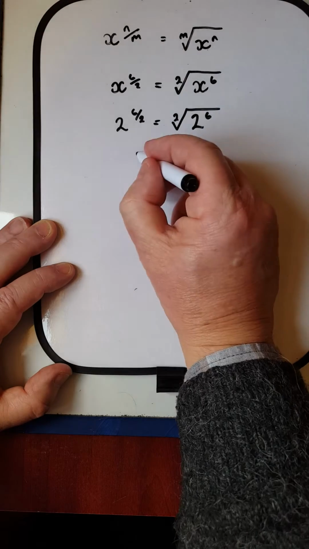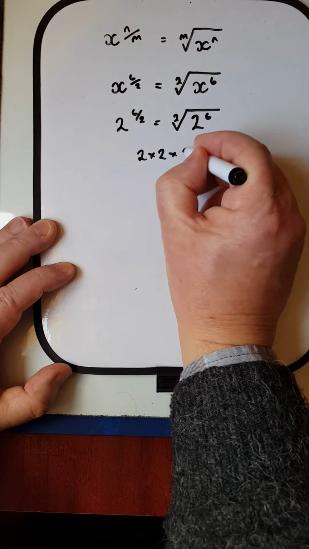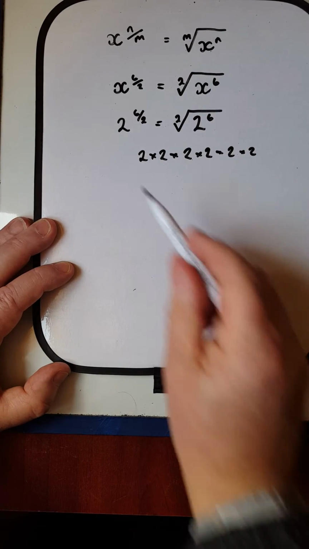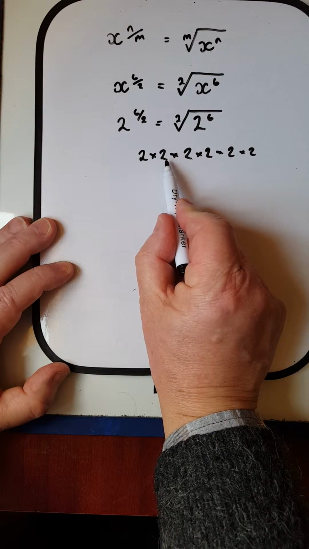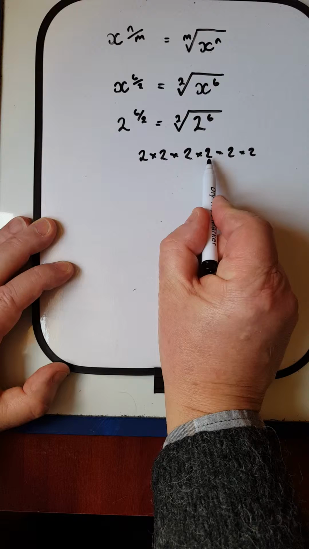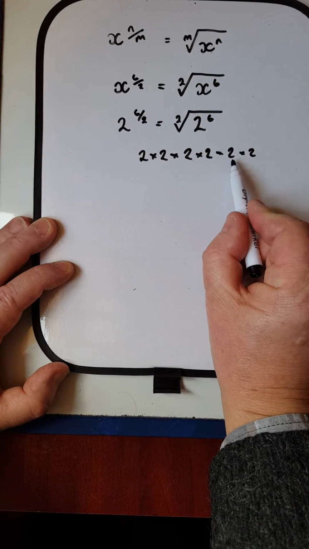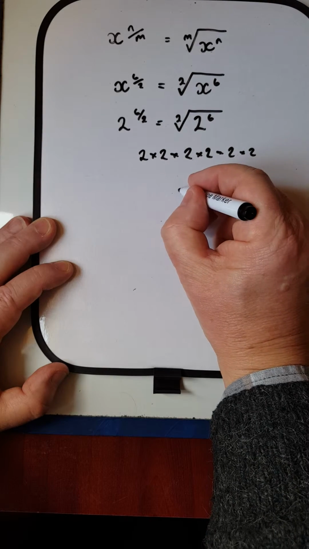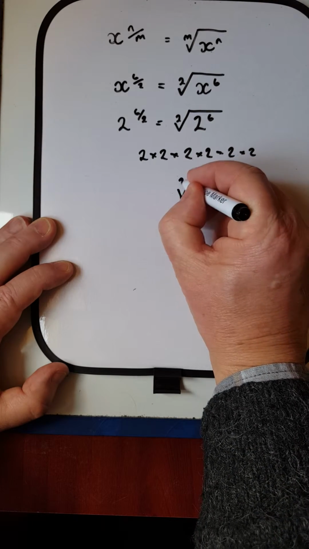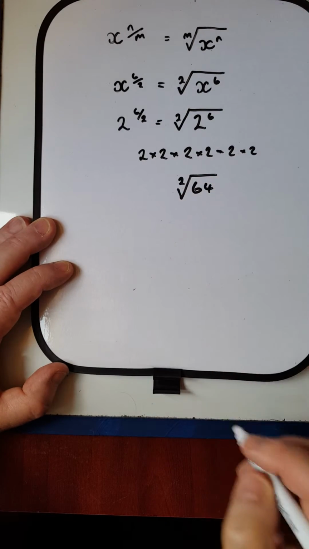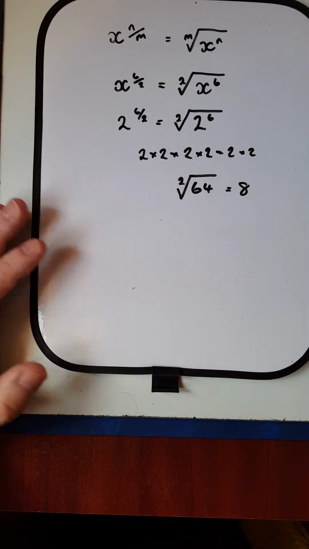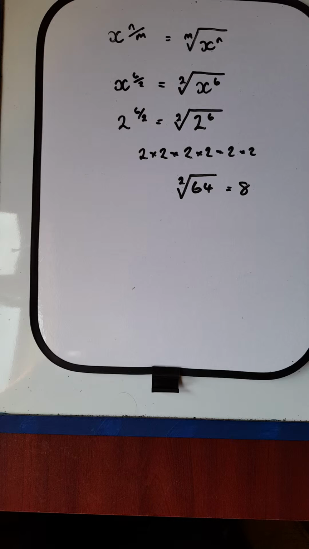Now 2 to the power of 6 means 2 times 2 times 2 times 2 times 2 times 2. 2 times 2 is 4, times 2 is 8, times 2 is 16, times 2 is 32, times 2 is 64. So that becomes the square root of 64, which of course is 8. That's very convenient that that was one that we knew.